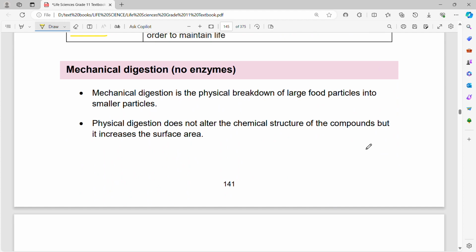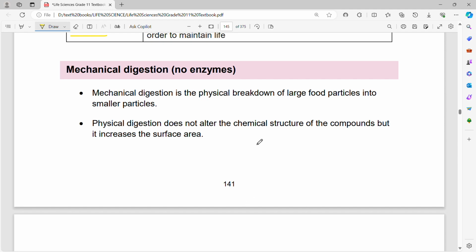Now, we have types of digestion. We have mechanical or physical digestion. We have chemical digestion. In mechanical digestion, we don't need enzymes, right? Mechanical digestion is the physical breakdown of large food particles into smaller ones. So when we chew food in the mouth, we are using teeth to break down the food particles into a simple form. So this is your mechanical or physical digestion. There is no chemical in the teeth, right?